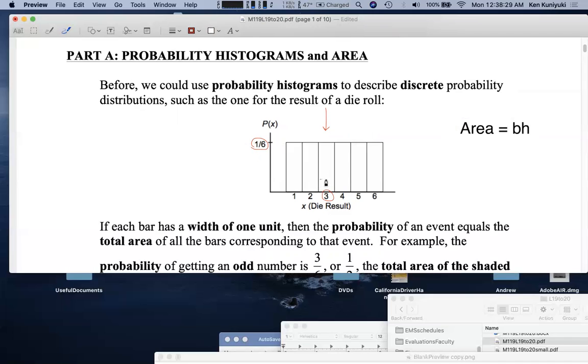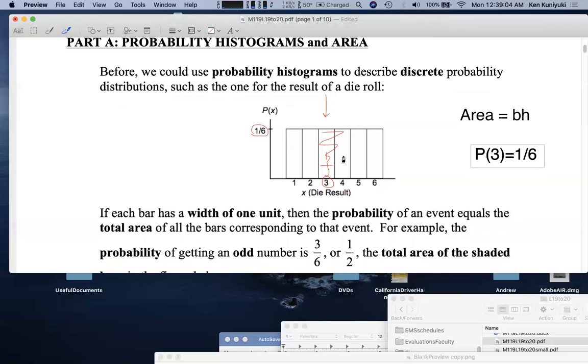Here, the base, or the width here, is 1 unit. We're going to assume that each of these bars has width 1 unit. The height is the probability, 1/6. And therefore, the area of the bar inside here is going to be 1 times 1/6, or 1/6. That's the probability of getting a 3. The probability of getting a 3 on one die is 1/6, which is the area of this corresponding bar.